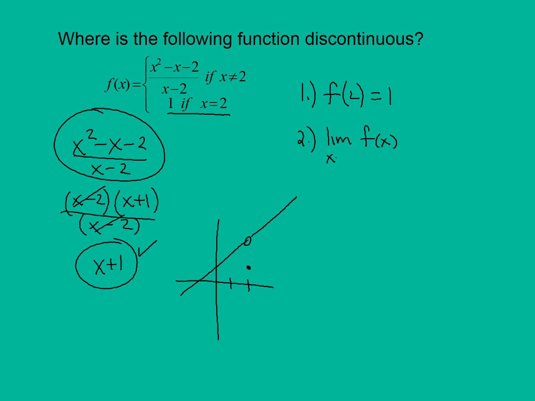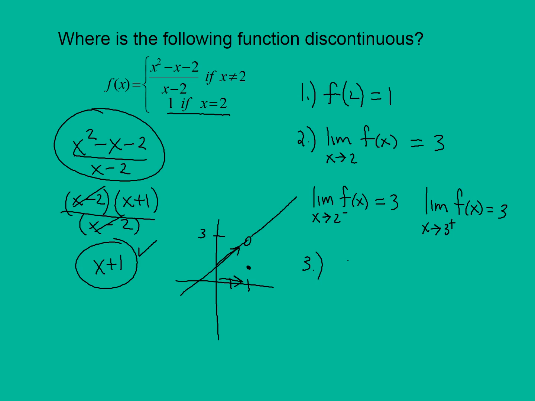Second, we would look at the limit of f of x as x approaches 2 and see if that exists. So we're going to look at our one-sided limits, the limit of f of x as x approaches 2 from the left. Now as x approaches 2 from the left, notice we would be approaching 3. The limit of f of x as x approaches 2 from the right, and we could look at our graph again, and we see that we're approaching 3. Therefore, this limit does exist, and it equals 3.